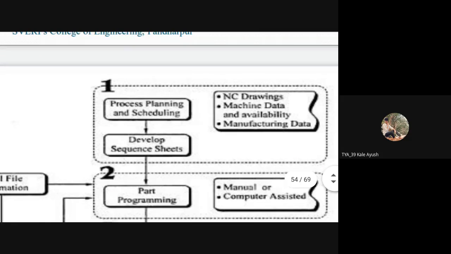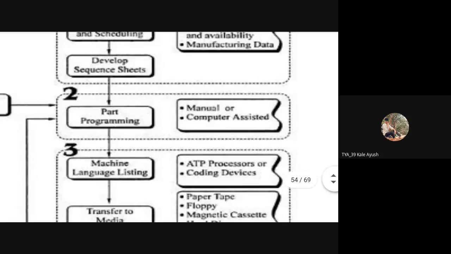Now the second is part programming. Part programming is either manual part programming or computer assisted. We have studied this in the previous part also. Many manual programs are available and computer generated programs are also available. This is considered in the part program, the second step.